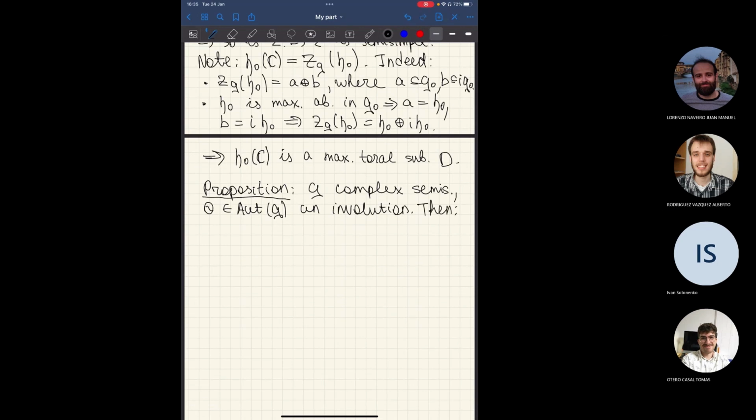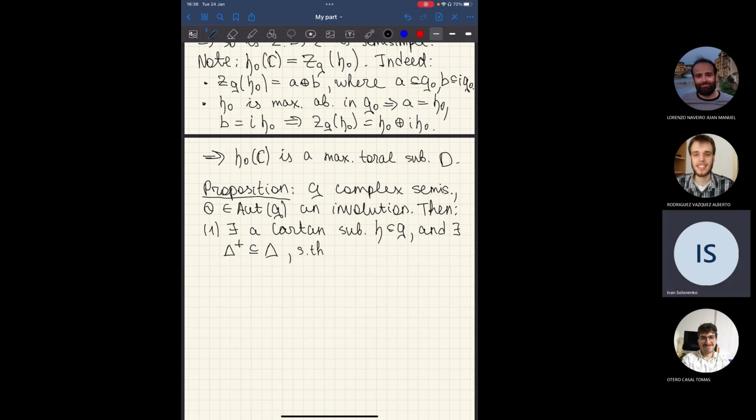Then, one, there exists a Cartan subalgebra H, and there exists a choice of positive roots in the corresponding root system such that theta is not only some automorphism, but it is an automorphism that fixes H and the positive Weyl chamber. I think we denoted that thing as the normalizer of H and N.